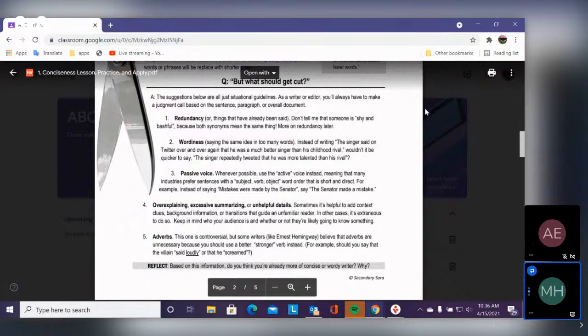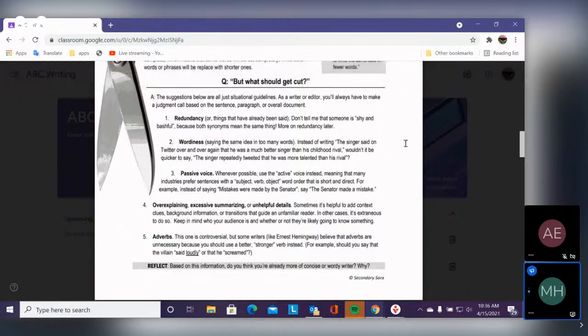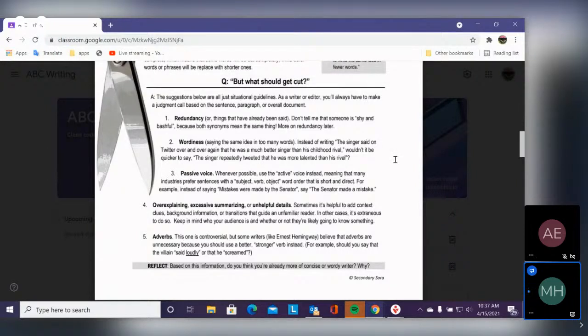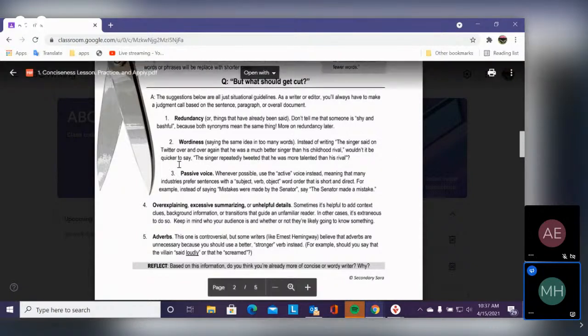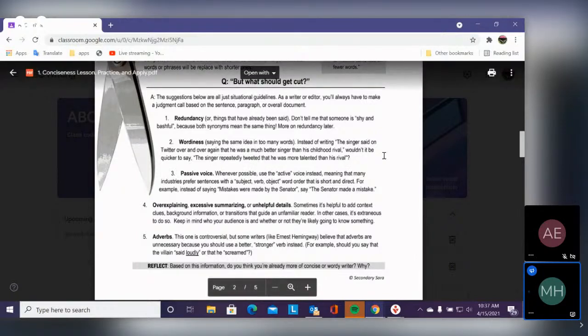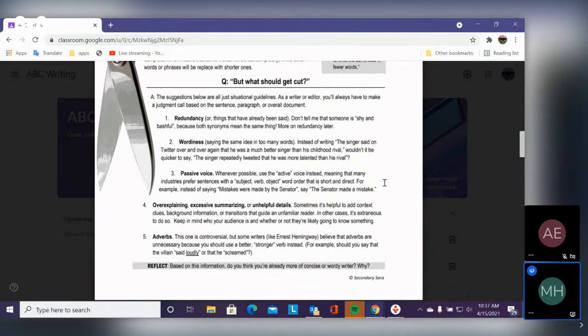Redundancy is things that have already been said. Don't tell me someone is shy and bashful, because they're synonyms. They mean the same thing. Wordiness is saying the same idea in too many words. Instead of writing, the singer said on Twitter over and over again that he was a much better singer than his childhood rival, wouldn't it be quicker to say the singer repeatedly tweeted that he was more talented than his rival?